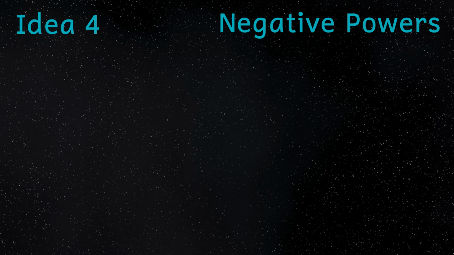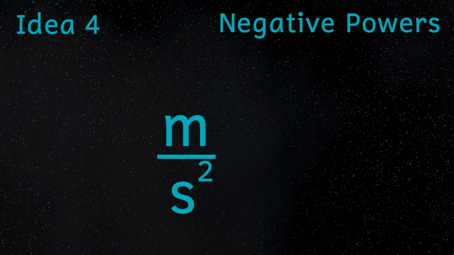Acceleration is a change in speed and so is measured in meters per second squared. This is meters divided by seconds squared. And by using all the ideas we've studied so far, it means that meters per second squared is actually meters divided by seconds squared. We can then bring the S up to the top, but have to change the sign. So another way of writing meters per second squared is m s to the minus 2.